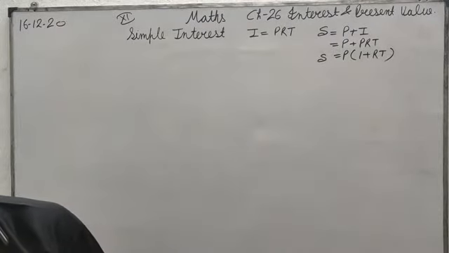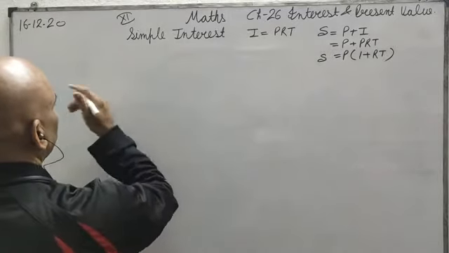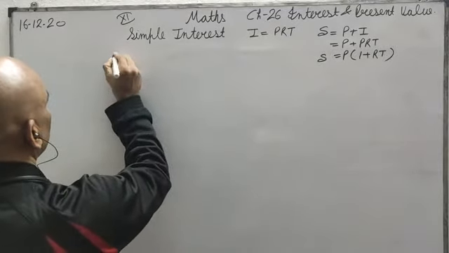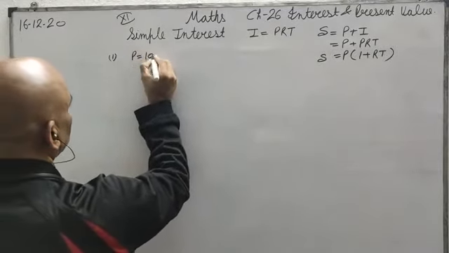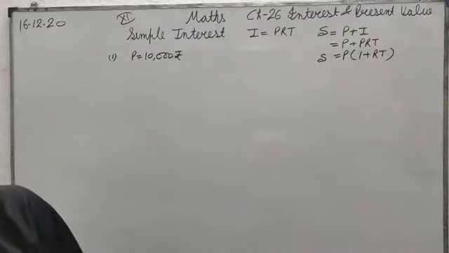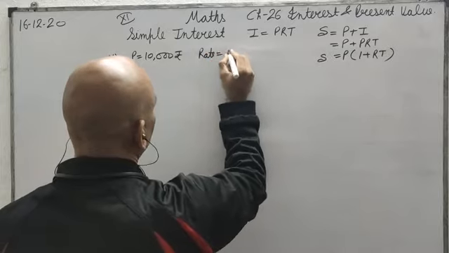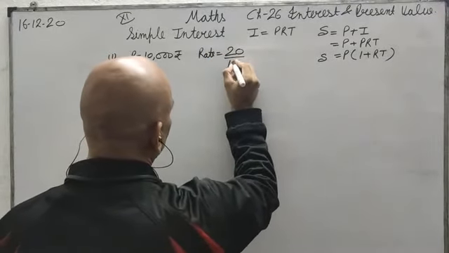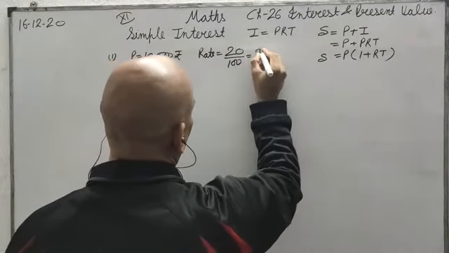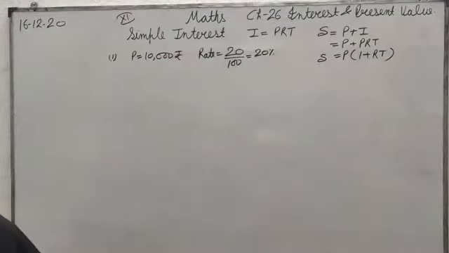Find the simple interest and amount when principal is 10,000 rupees. What is principal? 10,000 rupees. Rate is given as 20 paisa per annum. So 20 paisa over 100 paisa, or you can say 20%. The rate is 20%.